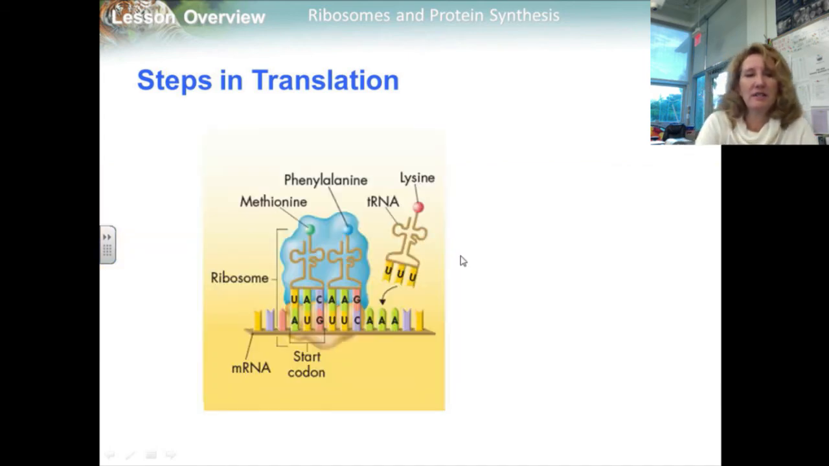And this is how it works. Messenger RNA, or mRNA, is transcribed in the nucleus and then enters the cytoplasm for translation.